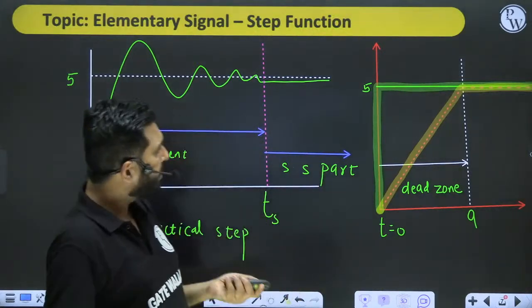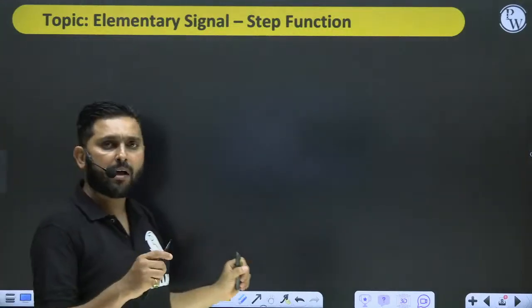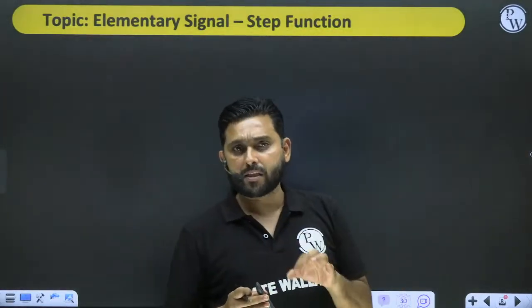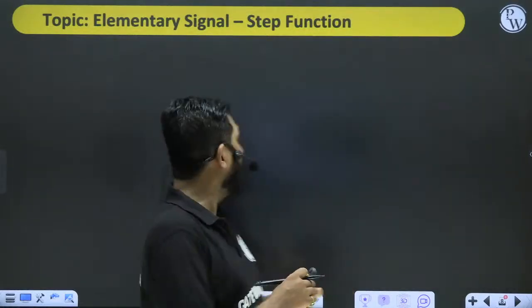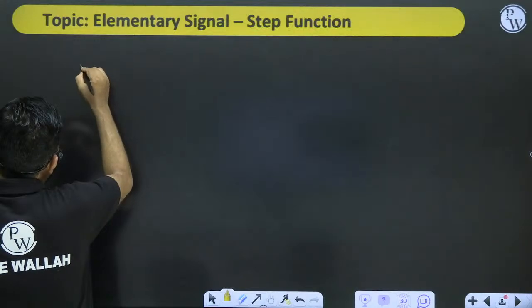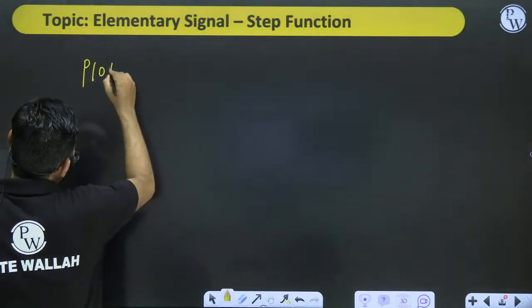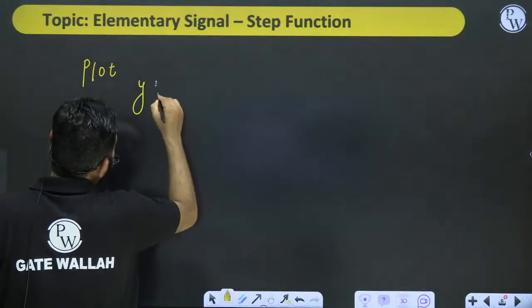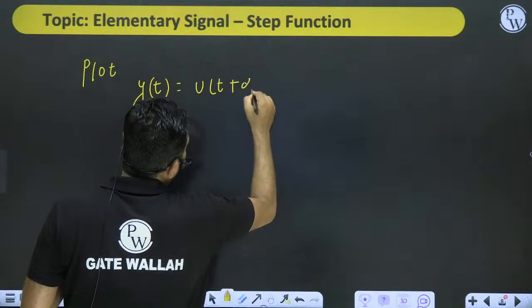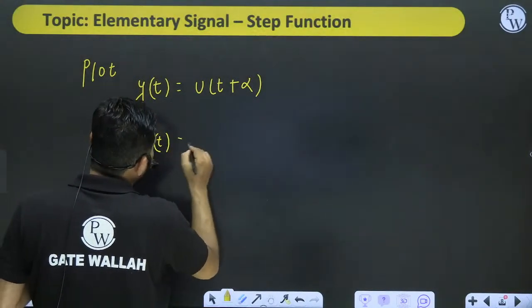Now, if we have an elementary function, and I've told you what the step function is and what the modeling of an elementary function is, then let's play with the elementary function. Let's take an example. Suppose we have a question: plot y(t) equal to u(t) plus alpha, and y(t) equal to u(t) minus alpha.